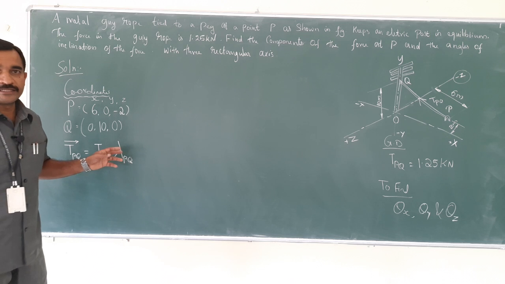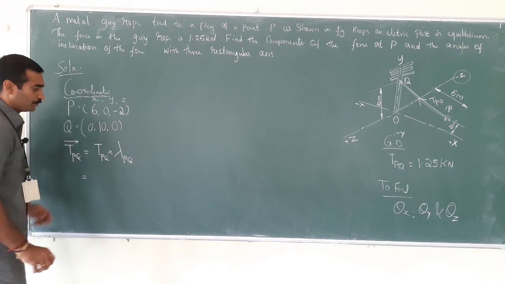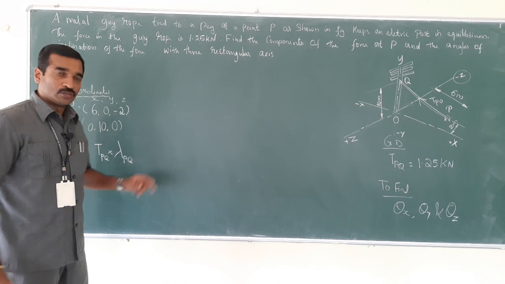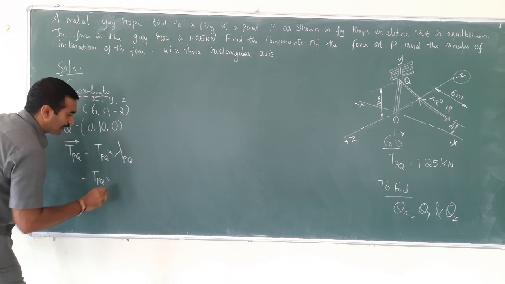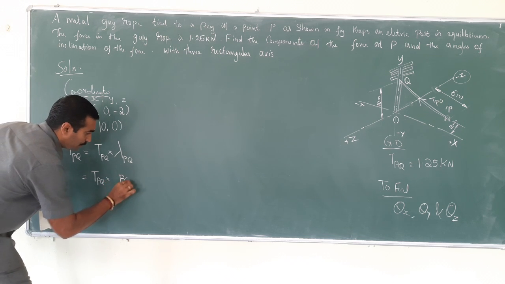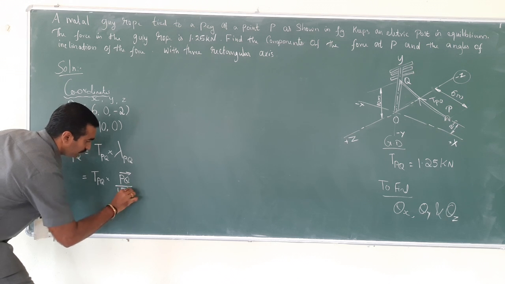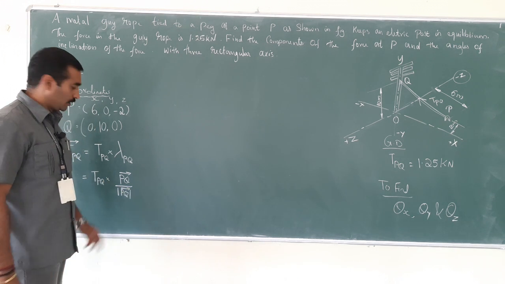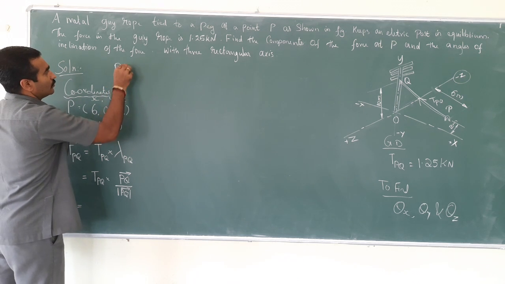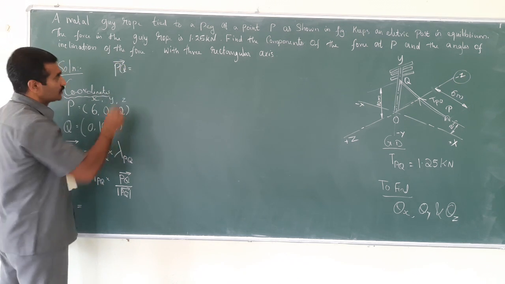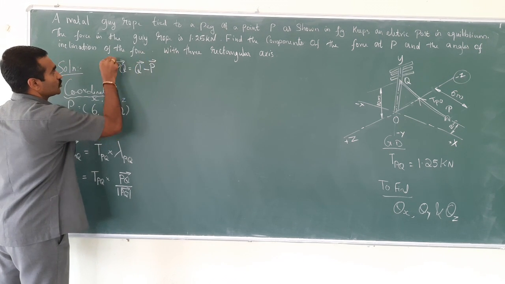Lambda is nothing but the unit vector, right? So TPQ into lambda PQ, where lambda PQ can be written as PQ vector divided by modulus of PQ vector. Fine. And PQ can be written as Q vector minus P vector. So remember this.